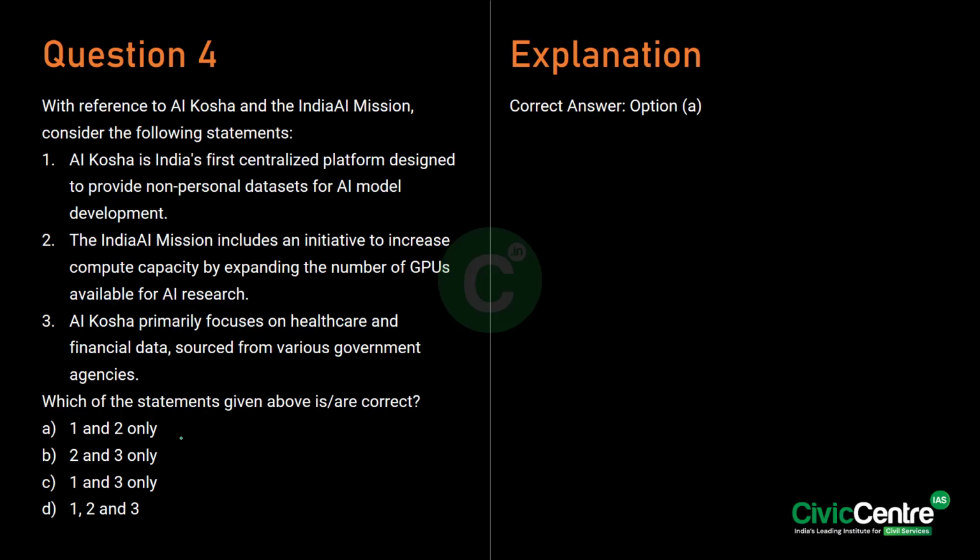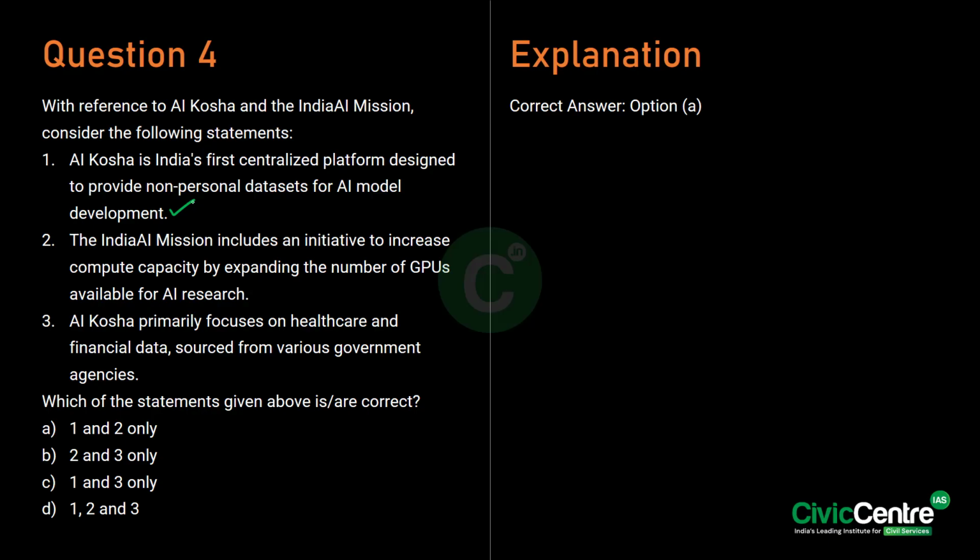Now, moving on to the fourth question, it talks about AI Kosha and the India AI Mission. Launched on 6th March 2025, AI Kosha is India's first centralized AI datasets platform, providing non-personal datasets to support AI model development and training. Hence, the first statement is correct, right? And it includes 316 datasets sourced from the census of 2011, Telangana's Open Data Initiative and satellite imagery.